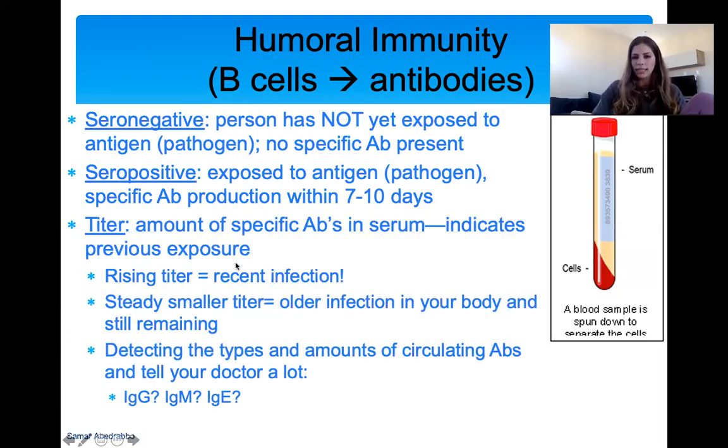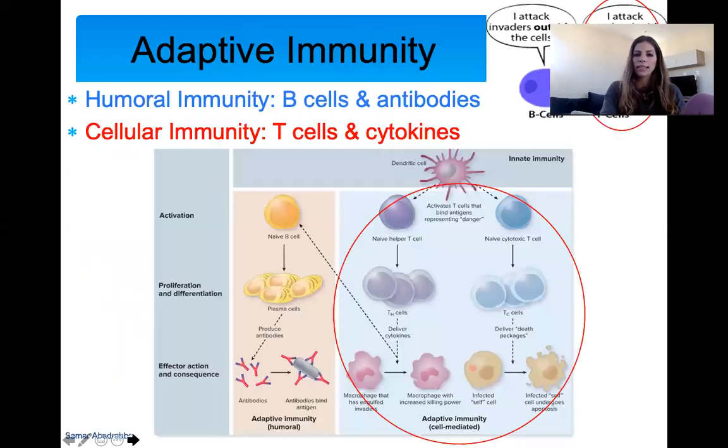Titer is the amount of antibodies in serum, and it indicates a previous exposure. So when we say that we see a rising titer in someone, it means that you're seeing antibodies. So a recent infection, if you see a high amount of antibodies and you take a sample every day or every other day, you can tell a lot about someone. A steady but small titer of antibodies means that someone has had an old infection in their body that's still remaining at low levels. And detecting the different amounts and types of antibodies tells your doctor a lot. Are they in the secondary response of an infection? Are they in the primary response? Is it an allergic response? So it's good to have an idea of the antibodies.